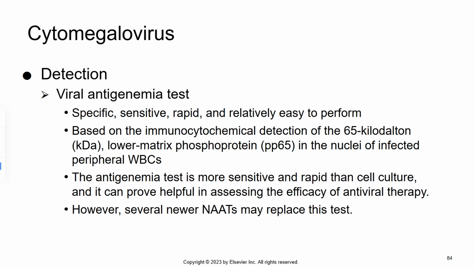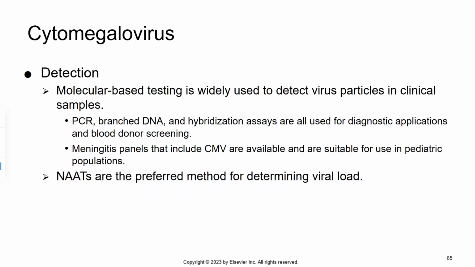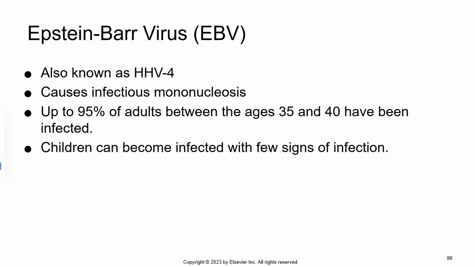Viral antigenemia tests are specific, sensitive, rapid, and relatively easy to perform. However, several newer NATs may replace this test. Molecular-based testing is widely used to detect virus particles in clinical samples. Multiplex PCR is becoming a lot more common, where one PCR reaction can detect multiple types of viruses. And NATs are the preferred method for determining viral load.